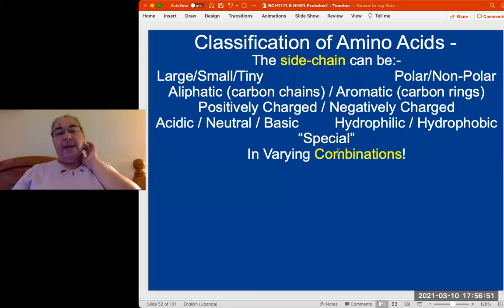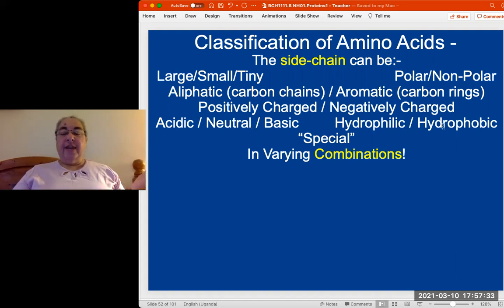However, those chemical classifications are not the only ones, and sometimes in biological systems, the size of a side group can be more important than its actual chemical properties. So the side chain can be large or small or tiny, very, very small. It can be polar or non-polar. It can be aliphatic, which means that it has a carbon chain, or aromatic, which means that it has a carbon ring. It can be positively charged or negatively charged. It can be acidic or neutral or basic.